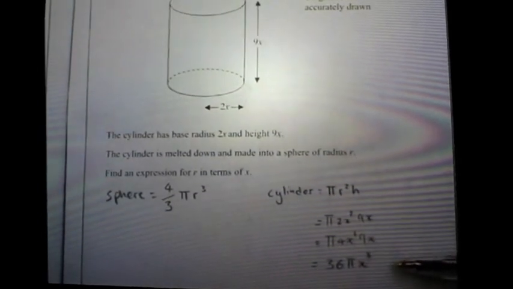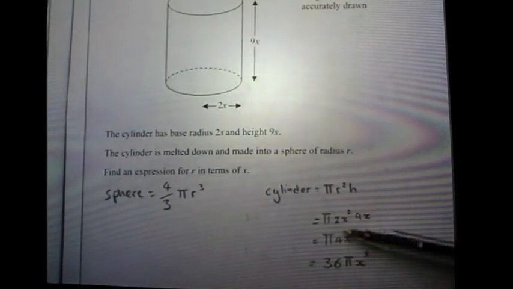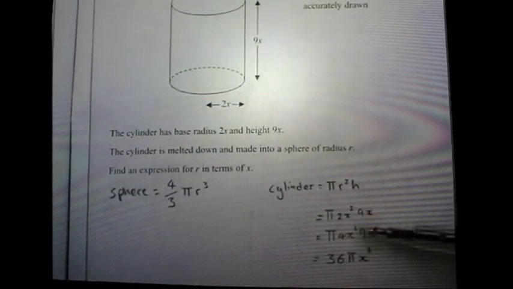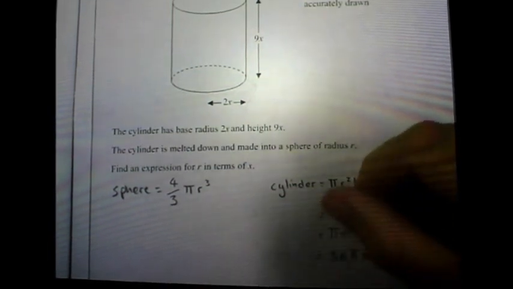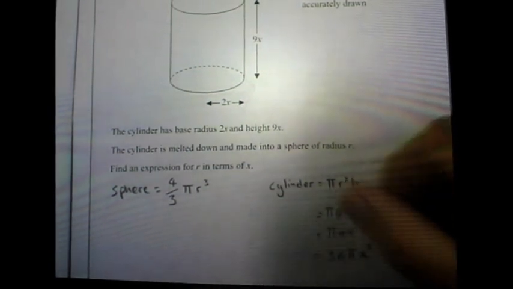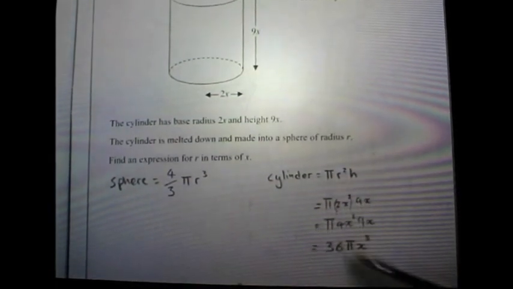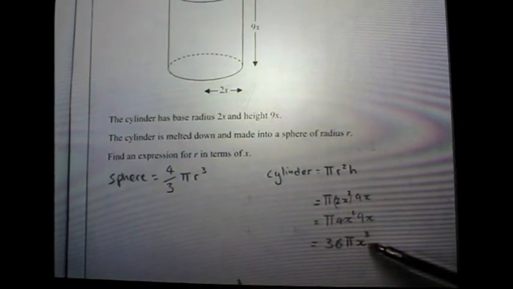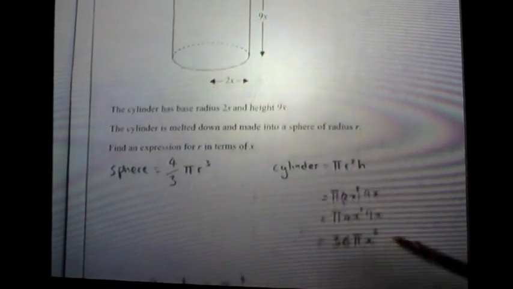What I've done, I've squared my 2 here, so that leaves me with pi times 4x squared, because that would technically be in brackets, the 2. And the height is 9x. Simplify it, you get 4 times 9 is 36 pi x cubed, because it's x squared times x, so that's where the x cubed comes from.